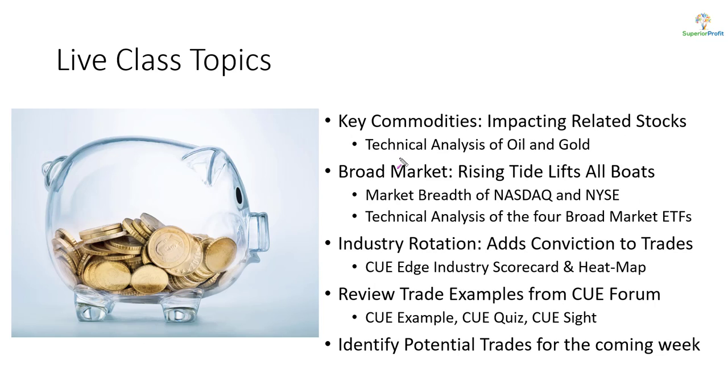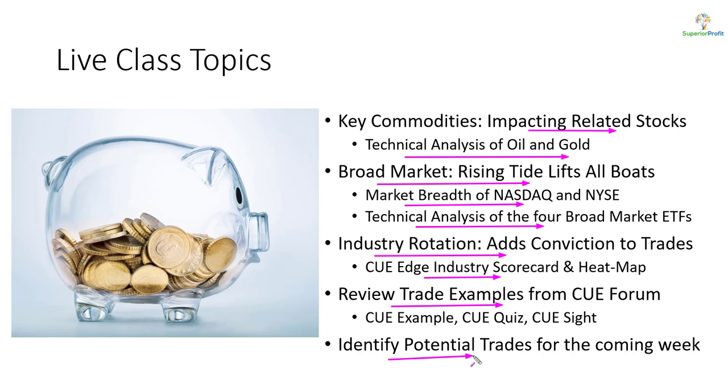As usual, in today's topics, we will analyze oil and gold using technical charts. They tend to impact related stocks. When swing trading stocks, we like to align them with the market's direction. We'll study market direction using NASDAQ and NYSE market breadth and technical analysis of the market ETFs. In addition to aligning the trades with the market's direction, we like to align them with industry strength. We'll study that using scorecard and heat map. Along the way, we may look at some of the recent trade ideas shared in Traders Forum and look for potential trades for the coming week.